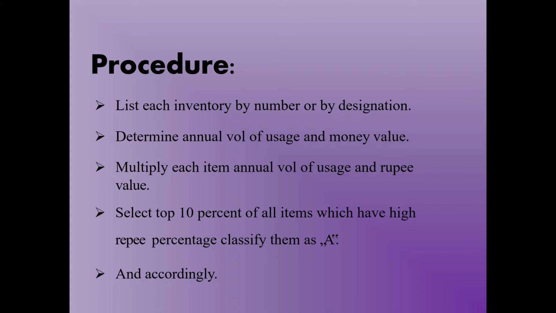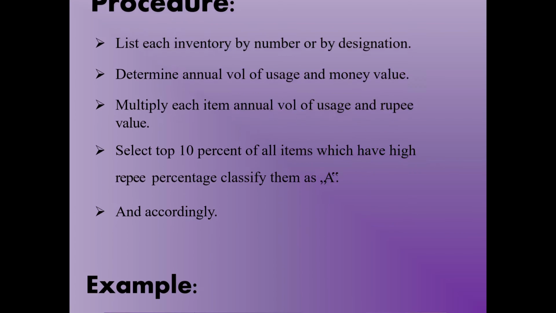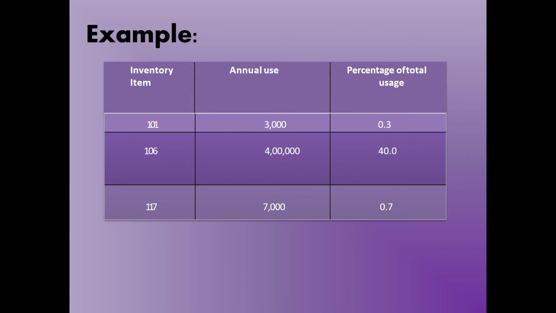Procedure for ABC analysis. List each inventory by number or by designation. Determine annual volume of usage and money value. Multiply each item's annual volume of usage and rupee value. Select the top 10% of all items which have high rupee percentage and classify them as A. Do the same for B and C. This is a table for your reference.